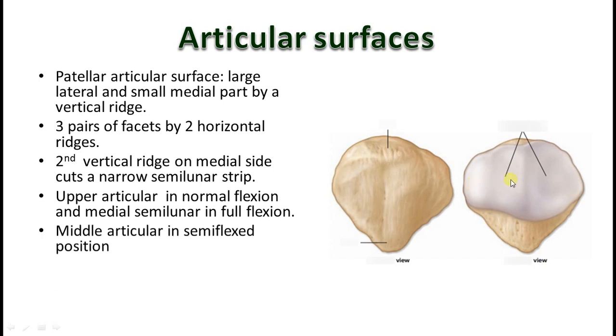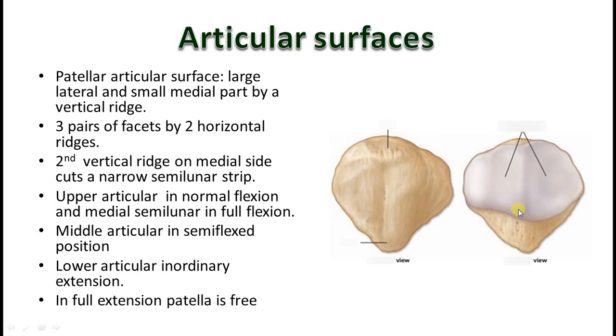The middle area is during semi-flexed. In the semi-flexed position, the middle articular area comes in contact, and during normal or ordinary extension, the lower articular areas come in contact. During your normal walking process, you extend and flex the knee. But when you completely extend in full extension, the patella does not make any contact with the femur. So the patella is free.